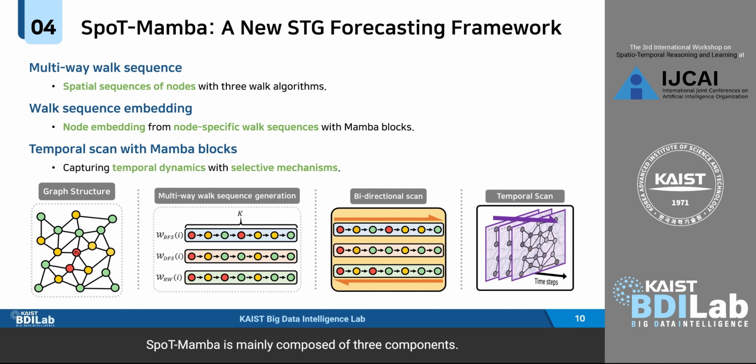SpoT-Mamba is mainly composed of three components. First, it generates sequences for each node using three walk algorithms to extract diverse local and global structural information. Second, SpoT-Mamba scans these walk sequences for each node to generate node embeddings using bidirectional Mamba blocks. Third, by scanning along the temporal axis with Mamba blocks, SpoT-Mamba forecasts the node features for future time steps. I will explain each of these components in more detail in the following slides.